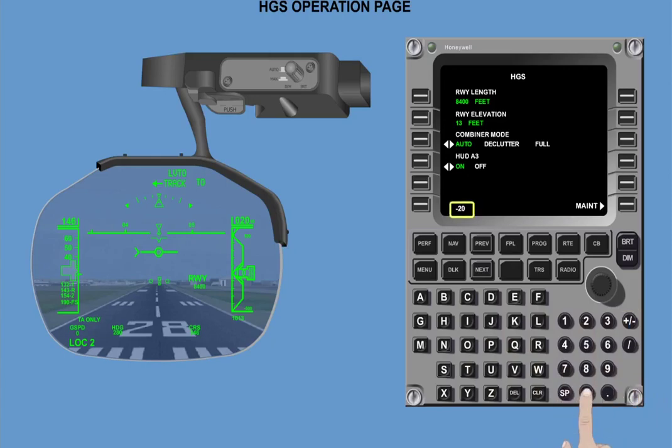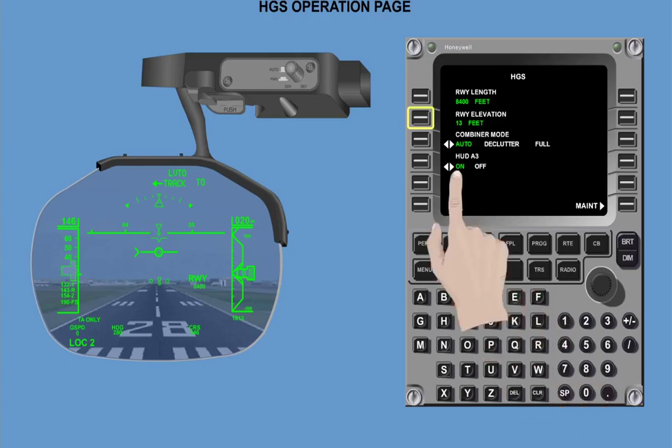To correct the errors on the scratchpad line, use Clear or Delete key at the bottom of the MCDU front panel. When the correct value shows on the scratchpad line, push the LSK next to the data line underneath runway elevation. The correct value is shown in green numbers on the associated data line.